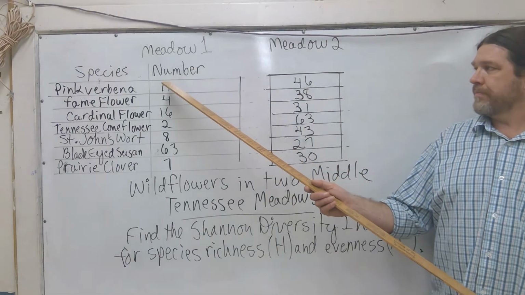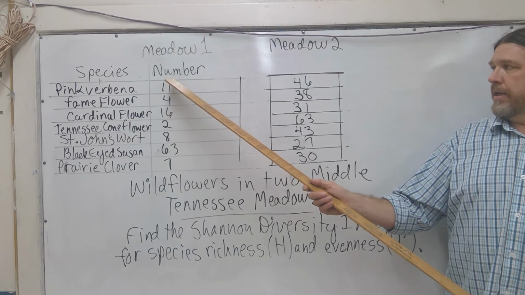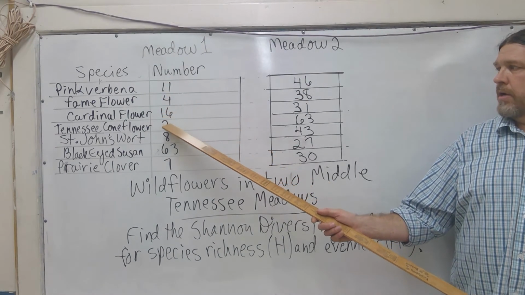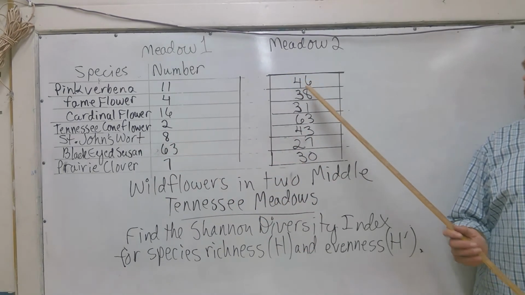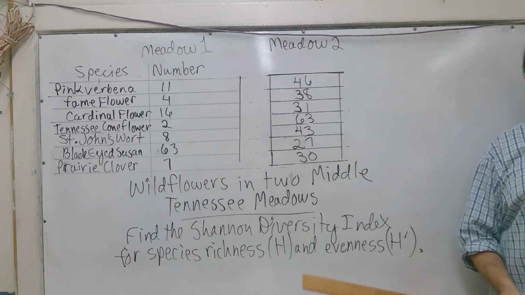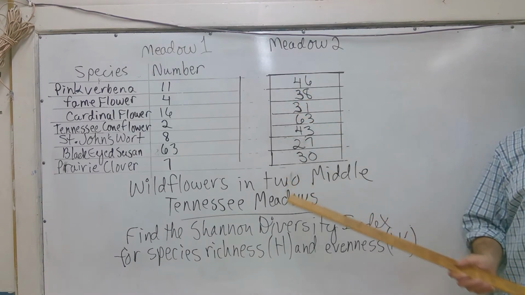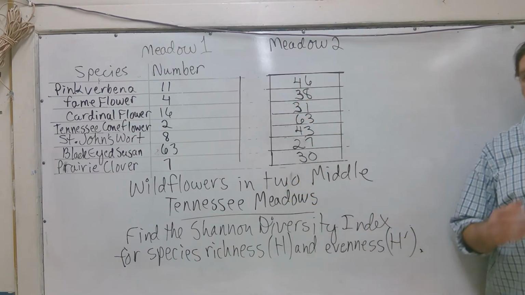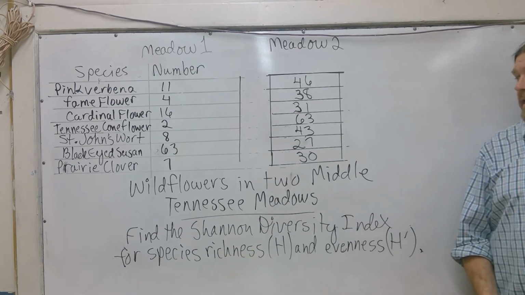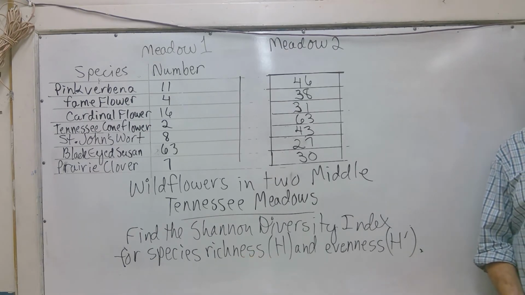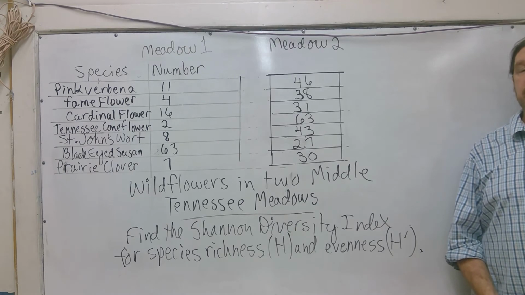Meadow 1 has these numbers of representation of the 7 species that we're studying here. And Meadow 2 was studied for the same 7 species, and here are their respective counts. So what we're going to do for our problem of the day is to do a Shannon-Weaver diversity index analysis.